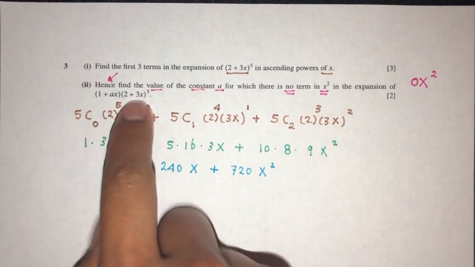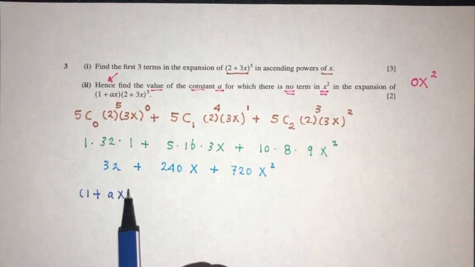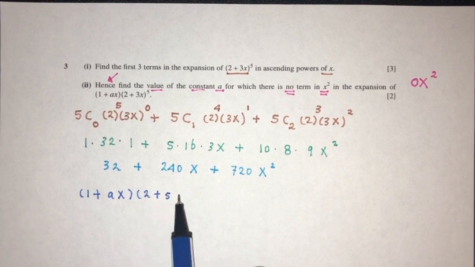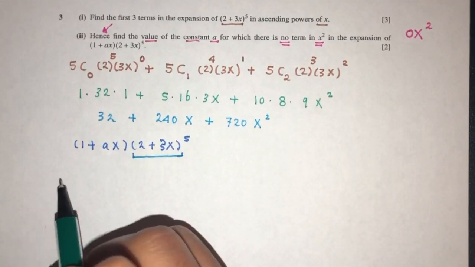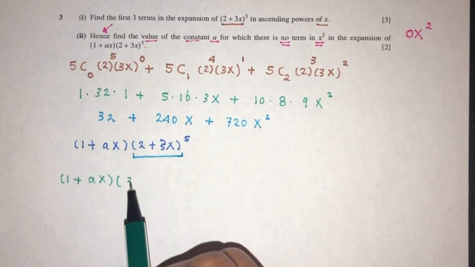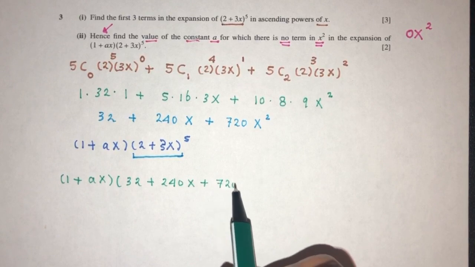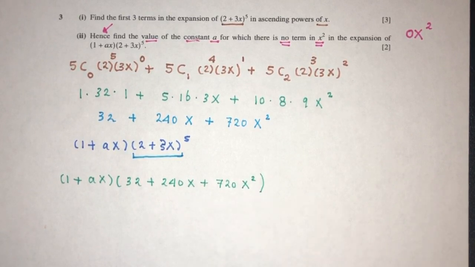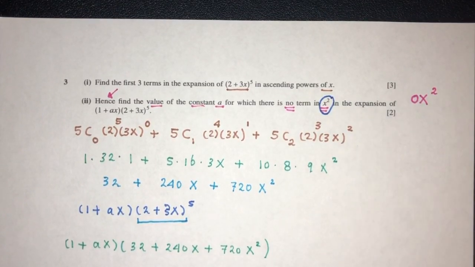So let's first try to expand this and see what happens, right? So here we have 1 plus ax times 2 plus 3x power 5. But now again, this we know already from part 1, right? So let's replace the value in the equation. So here we have 1 plus ax times 32 plus 240x plus 720x squared. Now, in this case, we only care about the term in x squared.